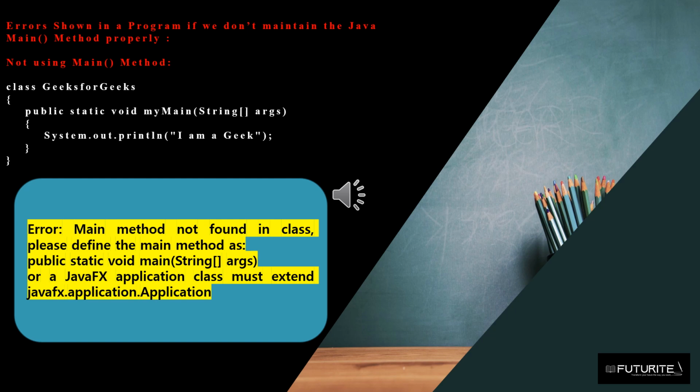Please define the main method as public static void main, or you have to import the javafx.application.Application class. So you have to keep this in mind and be very sure that the nomenclature of public static void main String args should be as it is. Do not change it.